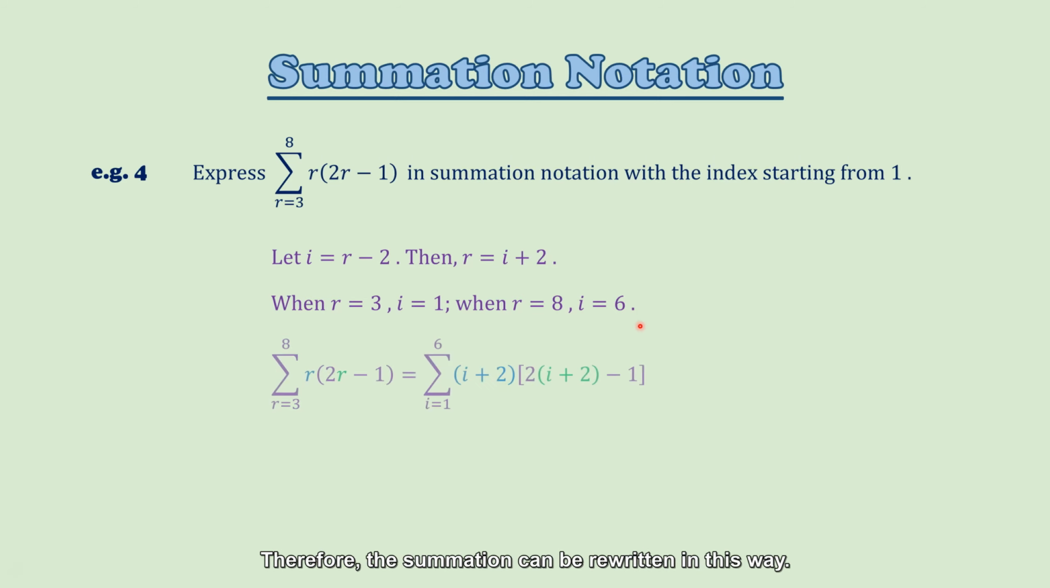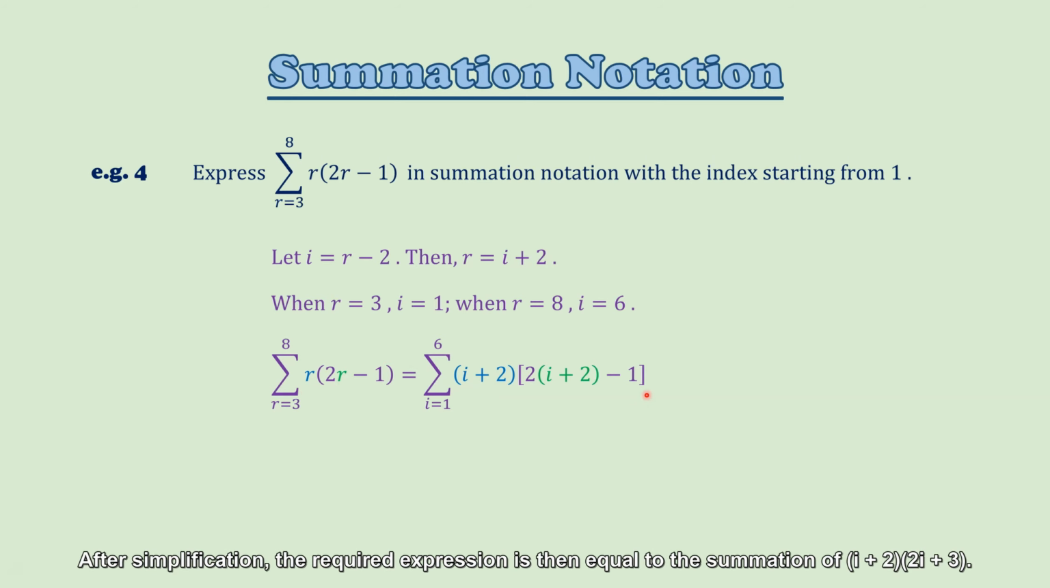Therefore, the summation can be rewritten in this way. The new index is i, and it starts from 1 and ends at 6. And then we substitute i plus 2 into r. So this is the new general term in terms of the new index i. After simplification, the required expression is then equal to the summation of (i plus 2) times (2i plus 3).